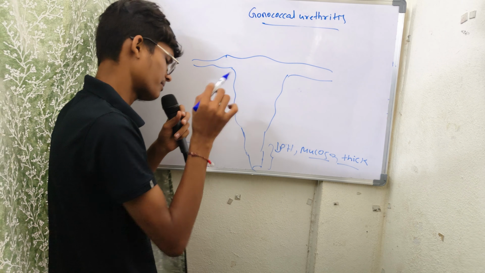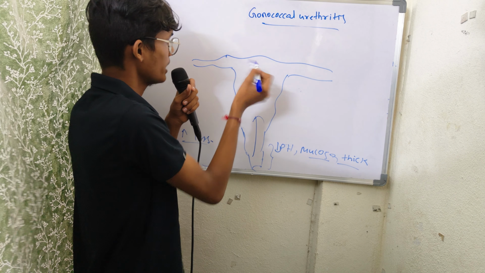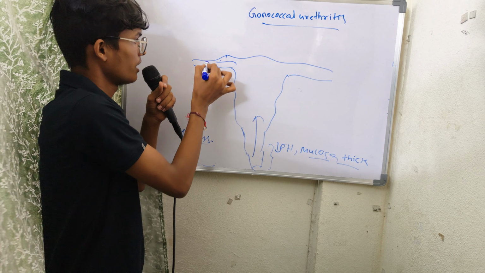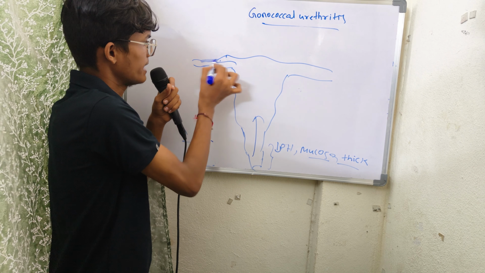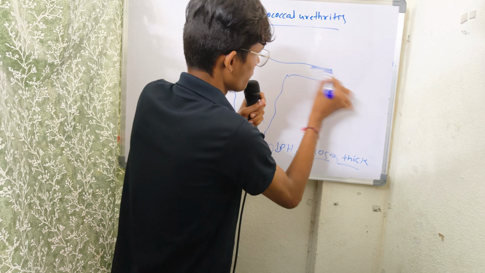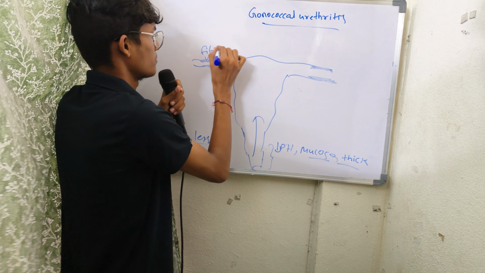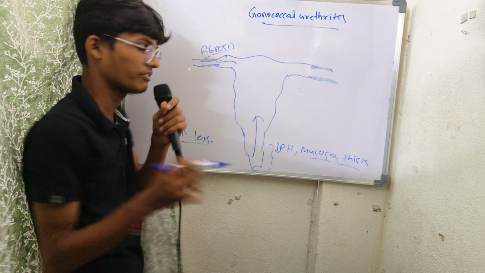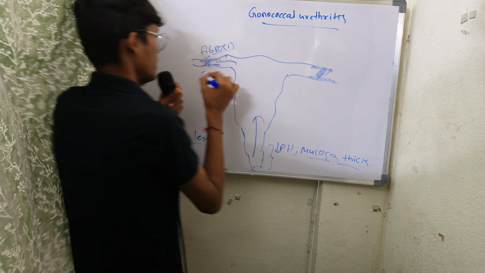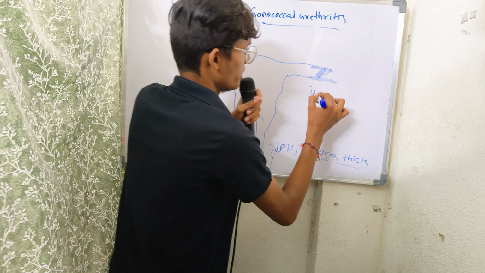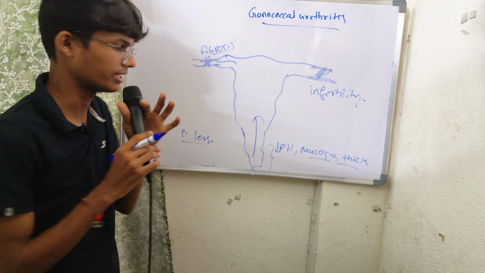Okay, for some reason, if it ascends up, it enters the fallopian tube and creates inflammation in the fallopian tubes, and the inflammation heals by fibrosis. The fallopian tubes are blocked due to fibrosis, and this might lead to infertility.